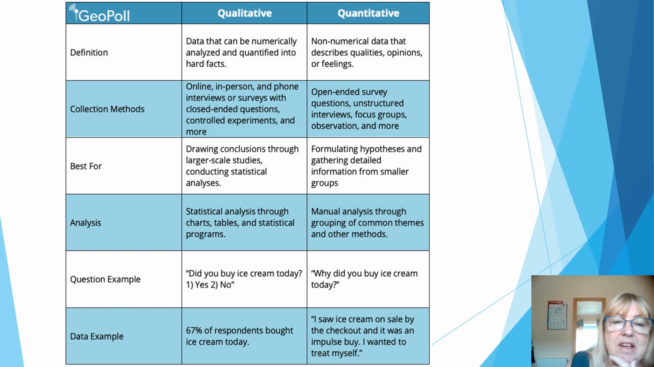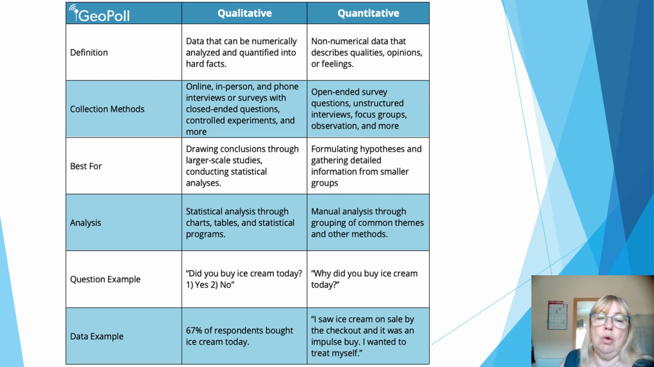The sort of analysis you would probably use for quantitative: charts, tables, stats, pie charts, bar graphs, those sorts of things. The analysis for qualitative is more about trawling through and finding themes and issues that you can group.